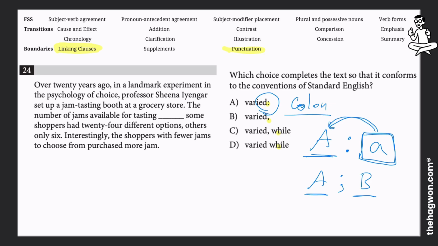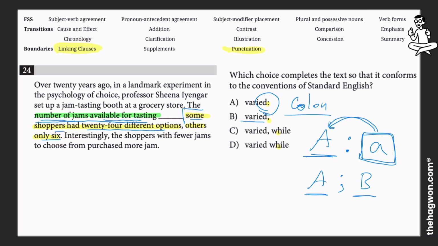So by looking at the number of jams available for tasting varied, let's see if this idea is actually a description of the number of jams available for tasting. Some shoppers had 24 different options, others only 6. This description here is an independent clause. At the same time, this is a description of the number of jams available for tasting.